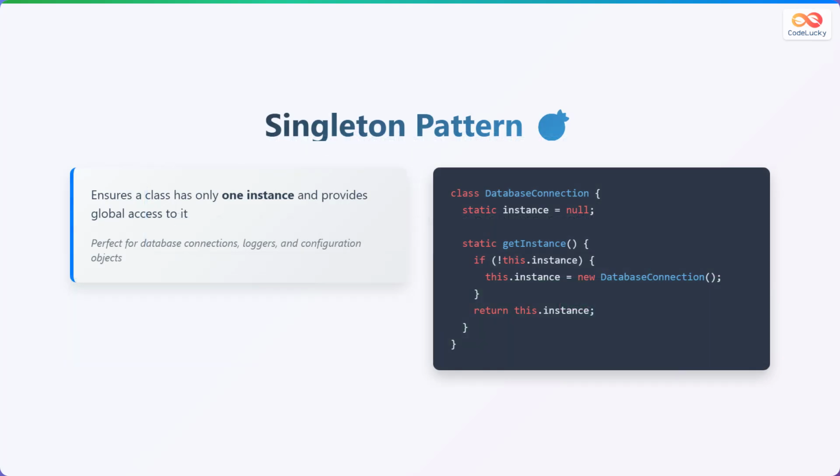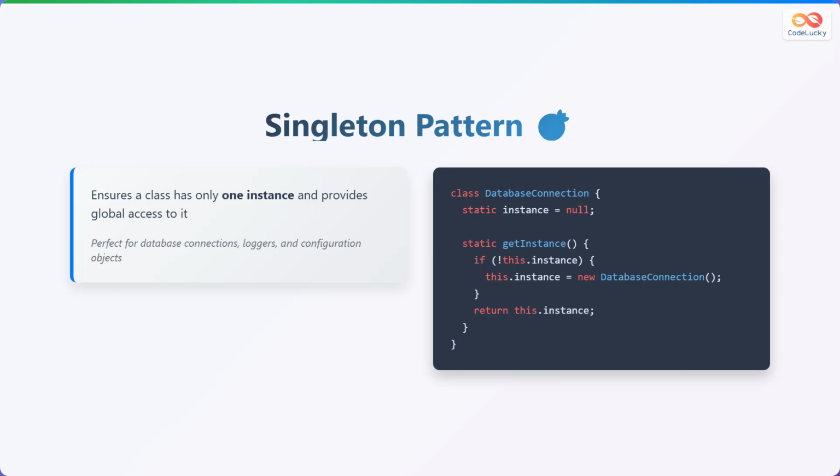The Singleton Pattern ensures a class has only one instance and provides a global point of access to it. This pattern is useful for managing resources like database connections, loggers, and configuration objects. Here's an example of how to implement the Singleton Pattern in JavaScript.